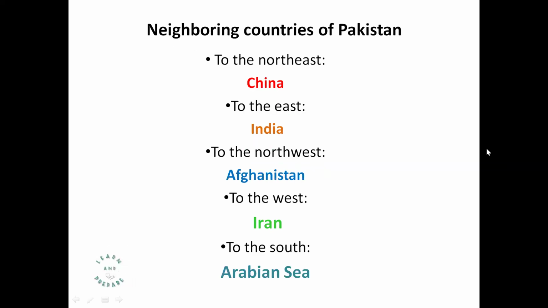Our next slide is about the neighboring countries of Pakistan, as we are discussing geographical location. So the borders we share with these countries are also important. The neighboring countries of Pakistan are: China is to the northeast of Pakistan, India is to the east, Afghanistan is to the northwest, Iran is to the west, and to the south of Pakistan we have the Arabian Sea.